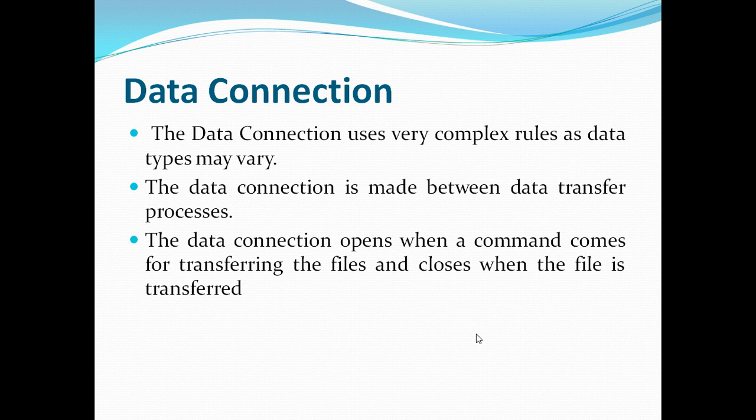Okay, what is meant by the data connection? A data connection uses complex rules as data types may vary. The data connection is made between different data transfer processes. The data connection opens when a command comes for transferring the files and closes when the file is transferred. This is what the data connection and the protocol are, which we learned.